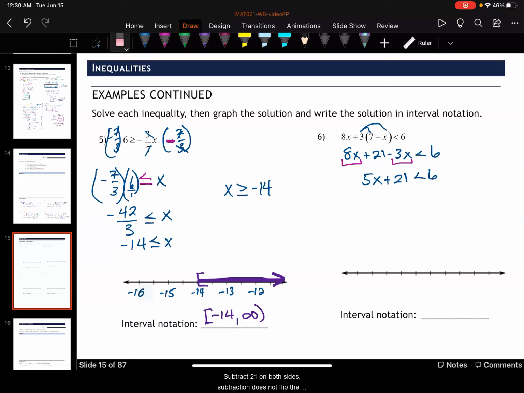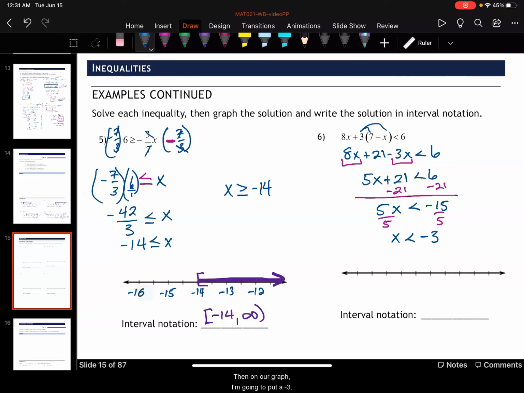Subtract 21 on both sides. Subtraction does not flip the sign, only multiplying or dividing by a negative. So our inequality is still going to stay less than. So 6 minus 21 would be negative 15. Divide both sides by a positive 5. Again, we're dividing by a positive, so that's not going to flip anything. So x is less than negative 3.